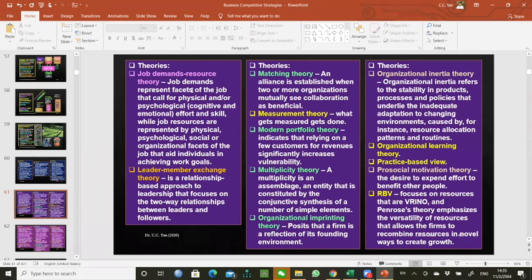So whichever demands and resources have to be balanced, and so this job demands balance becomes a driving force. Therefore, your competencies and your opportunity have to match each other. That is called the job demands-resources theory. And from there, you can develop your competitive strategies and things like that.